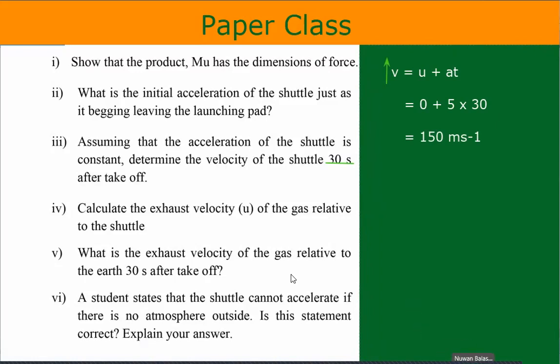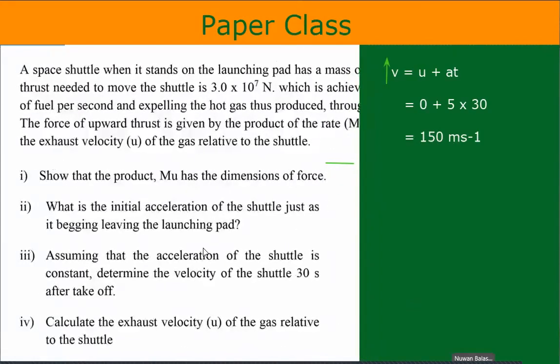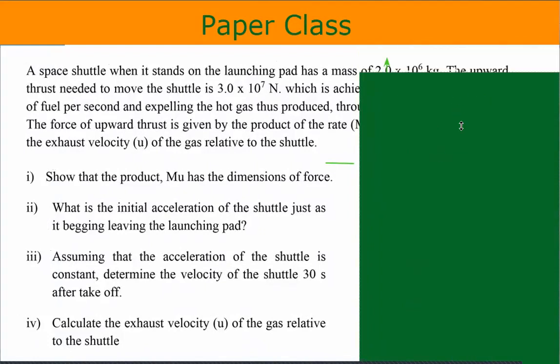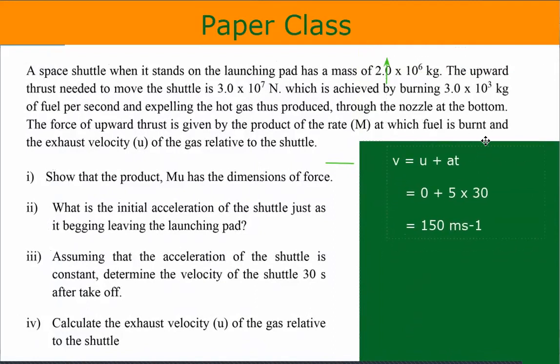If we go backward, you see the force acting on the rocket is given. So what is it? 3 into 10 to the power 7. So what is the force acting on the rocket, dear? 3 into 10 to the power 7 Newton. 3 into 10 to the power 7.